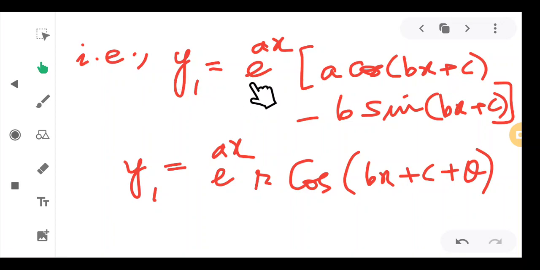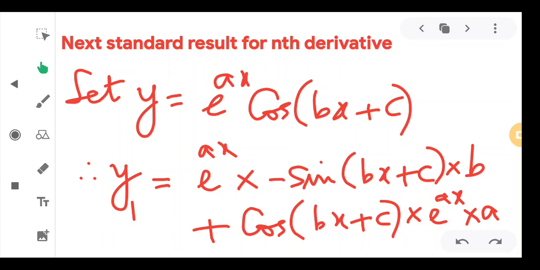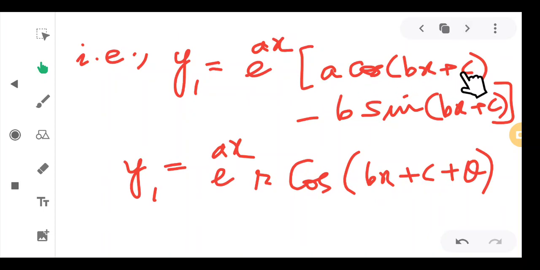So therefore y1 will be equal to e raised to ax into, look at this expression, I am writing this as the first expression: a cos(bx plus c) minus b sin(bx plus c). So now this is in the form of the expression which we have in the first result, a cos(bx plus c) minus b sin(bx plus c).